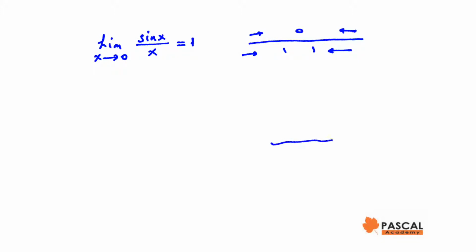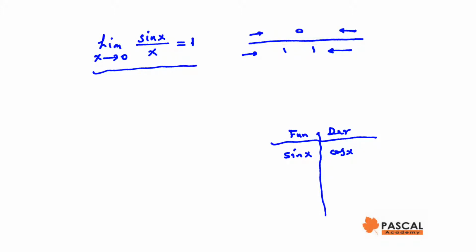In the next lesson, we see the derivative of sine of x is cosine of x using first principle and this limit, and the derivative of cosine of x is minus sine of x. If we use the quotient rule and these two formulas, we can have the derivative of tangent of x as 1 over cosine squared of x, which is secant squared of x.